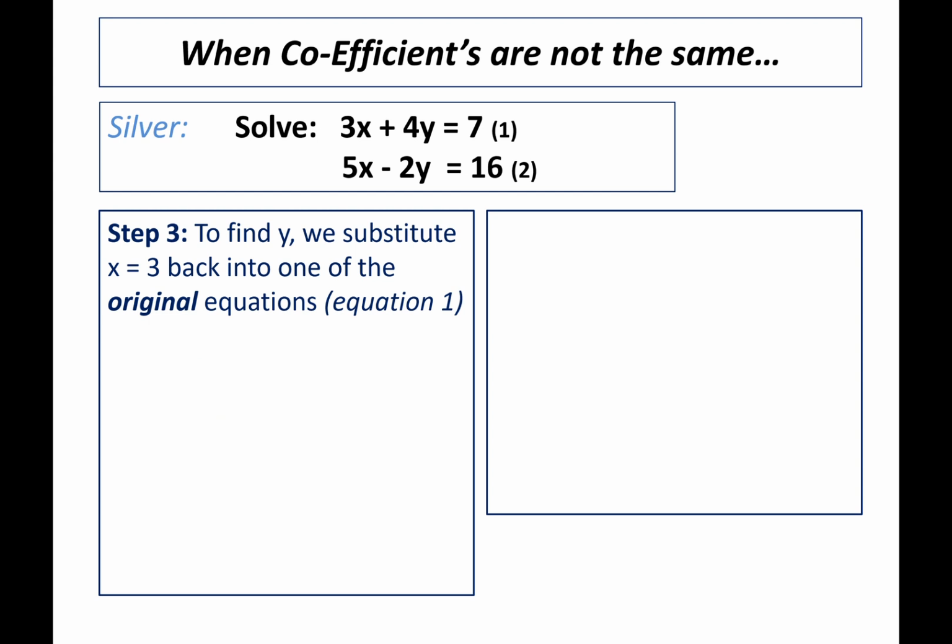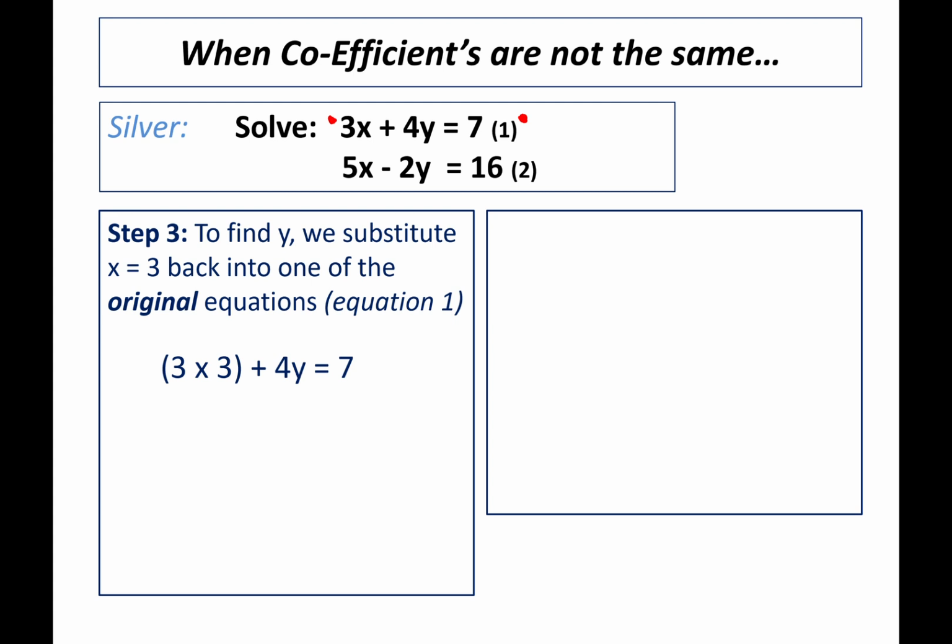We find our value of x. We now need to find our value for y. Step 3. To find y, we substitute x equals 3 back into our original equation 1. So remember, we always pick equation 1 to find your second value. So to find y, taking equation 1, wherever we see x, we will put in 3. This gives me 3 times 3 plus 4y equals 7.